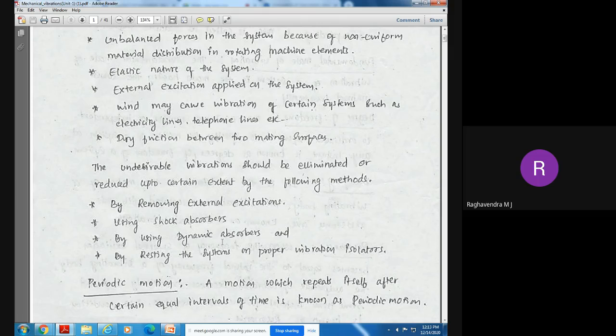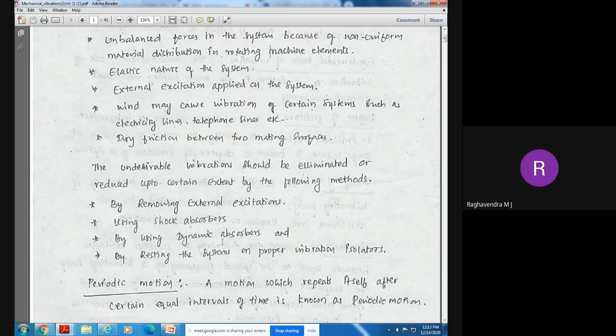So by using shock absorbers, that may be oil shock absorbers or spring shock absorbers, the ones we use in automobiles will absorb the shock waves generated by the irregular, rough surface of the roads. Next is by using dynamic absorbers. I told you we are using absorbers.